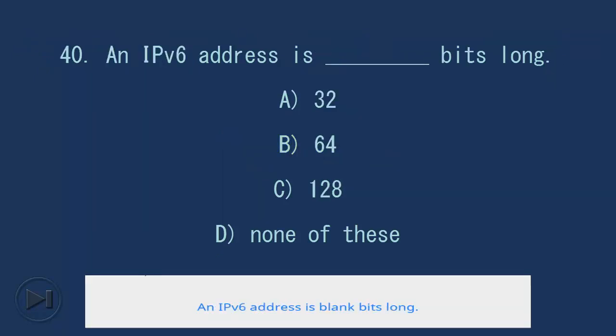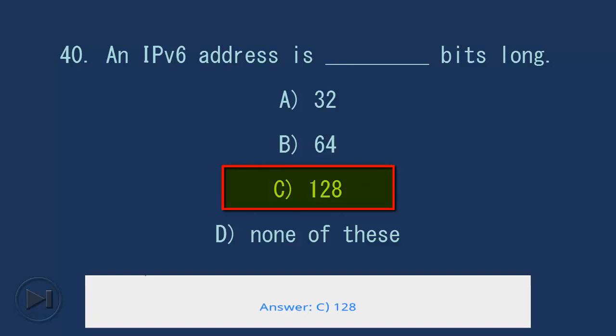40. An IPv6 address is blank bits long. A, 32. B, 64. C, 128. D, none of these. Answer, C, 128.